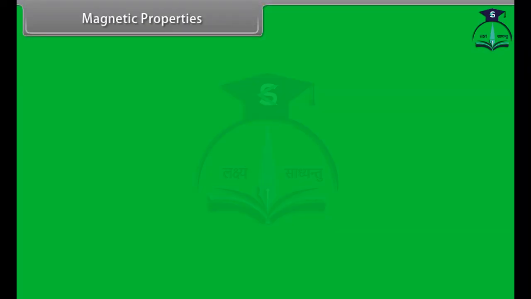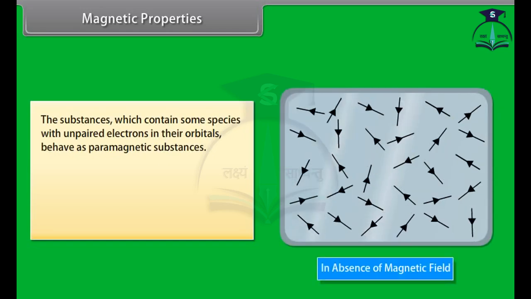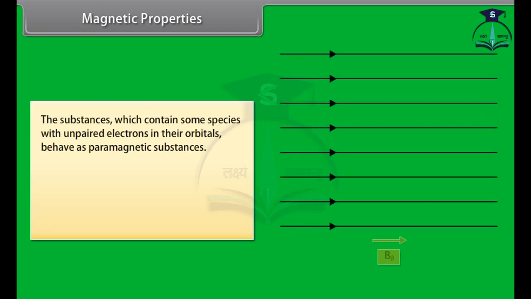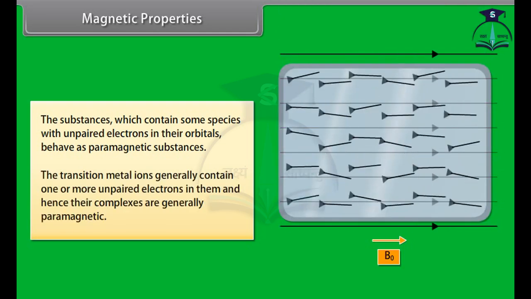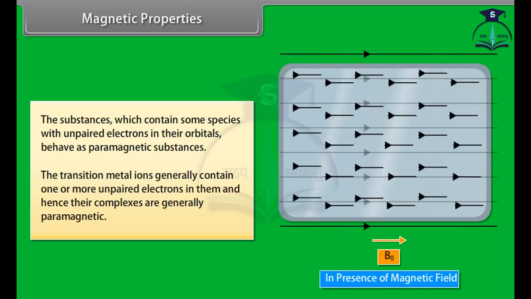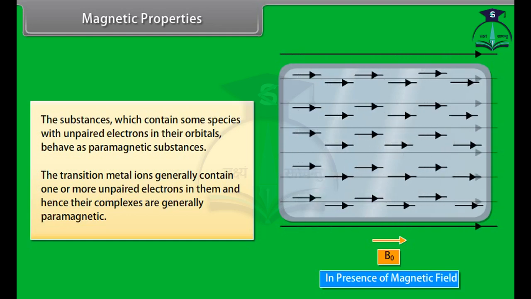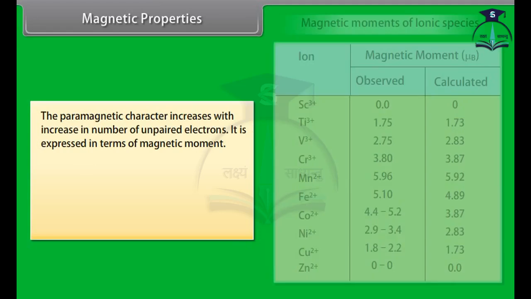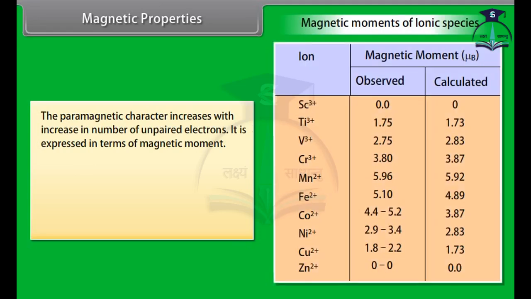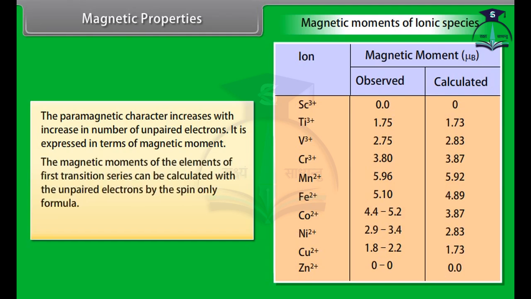Magnetic properties. The substances which contain some species with unpaired electrons in their orbitals behave as paramagnetic substances. The transition metal ions generally contain one or more unpaired electrons in them, and hence their complexes are generally paramagnetic. The paramagnetic character increases with increase in number of unpaired electrons. It is expressed in terms of magnetic moment. The magnetic moments of the elements of first transition series can be calculated with the unpaired electrons by the spin-only formula.